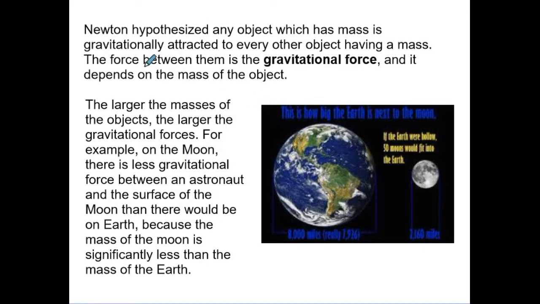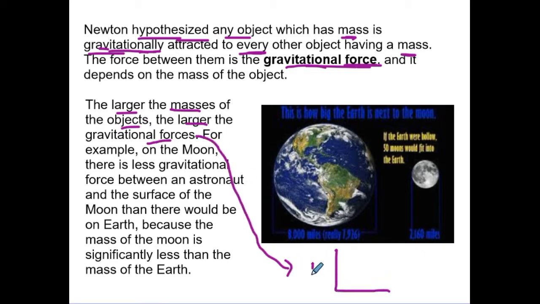And so let me go to this slide here. Newton hypothesized then that any object which has a mass is gravitationally attracted to every other object having mass. And that was the force of gravity. And so basically what he suggested is that the larger the masses of the object, the larger the gravitational forces. Another way of describing this is that there is a direct relationship between the gravitational force and the mass of an object. If you have more mass, there is going to be more gravitational force, which kind of makes sense. If you have a larger object, there's going to be more force of gravity.